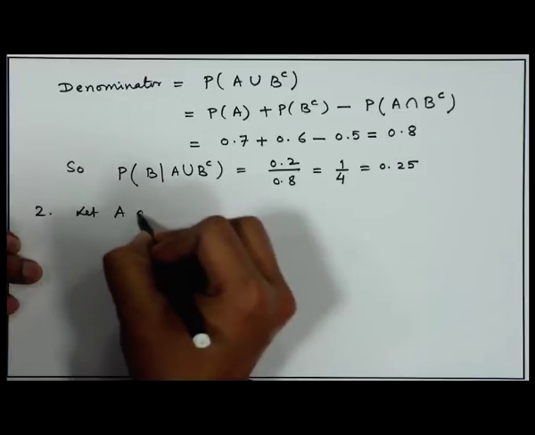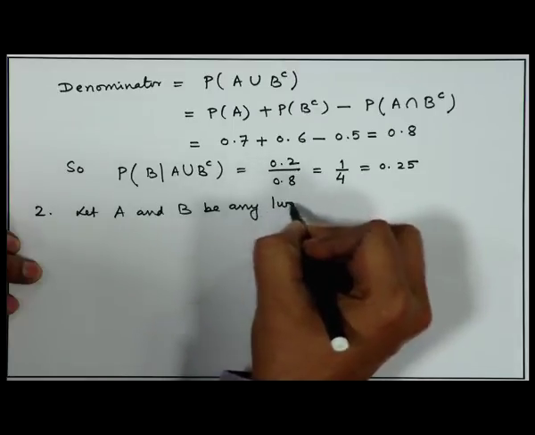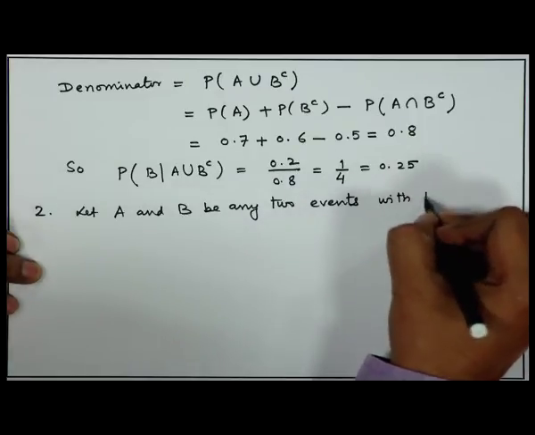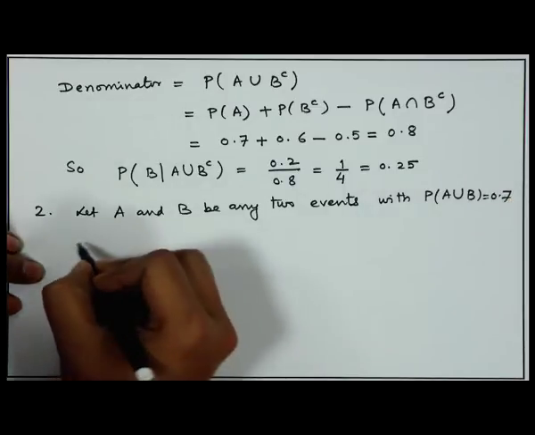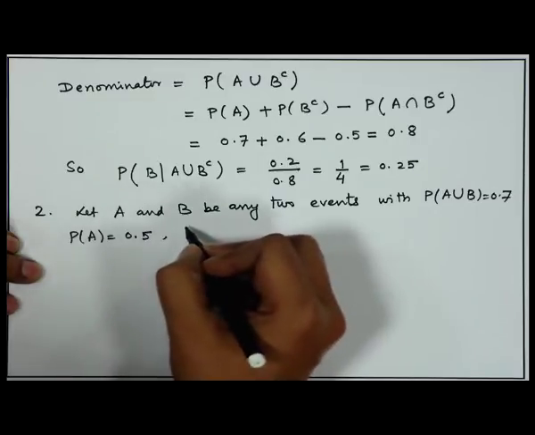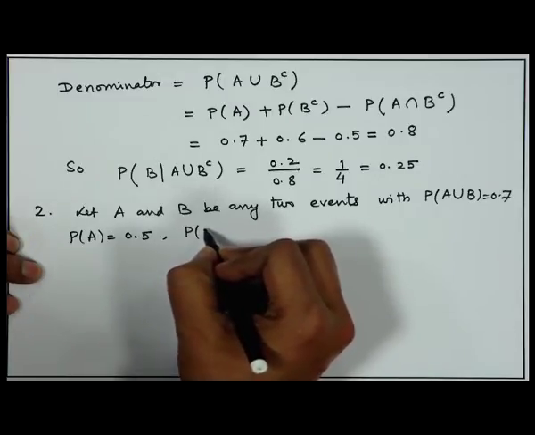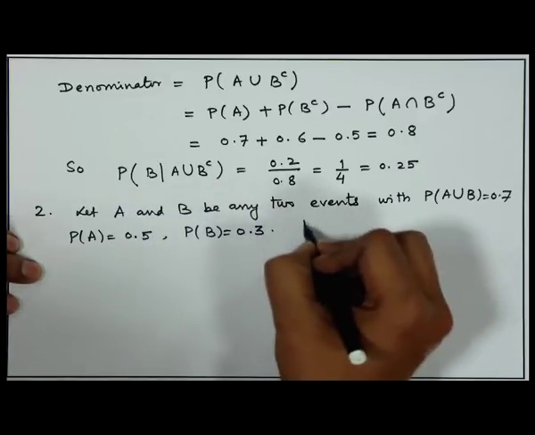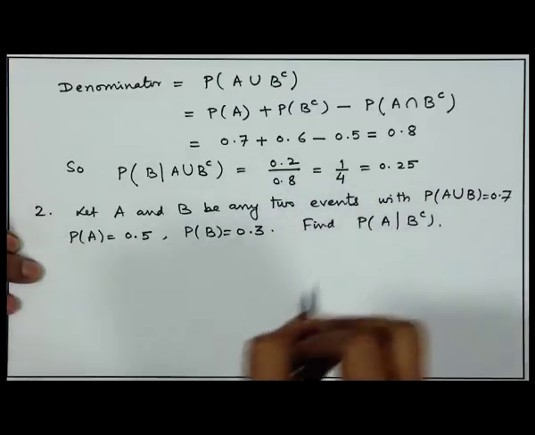Let A and B be any two events with probability of A union B equal to 0.7, probability of A equal to 0.5 and probability of B equal to say 0.3. Find the probability of A given B complement.